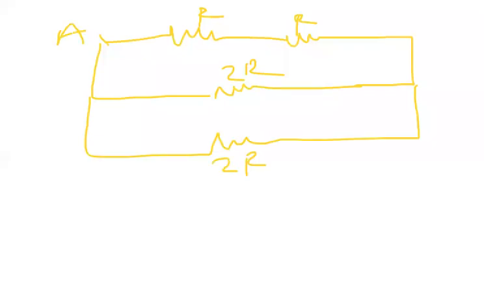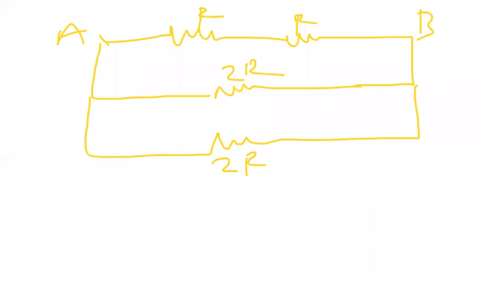Again here I'm drawing this one. Here, the resistances: first I have taken R and R, two resistances. Next I have taken 2R, and down below also one more 2R. This is the given question for us, and these are the points A and B.